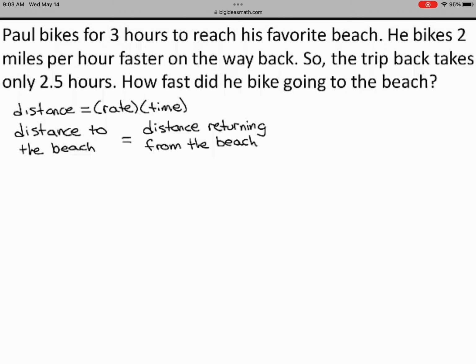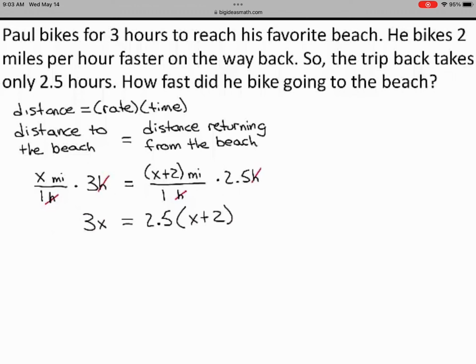Using the distance formula for the distance to the beach, the distance to the beach equals x miles per hour times 3 hours. Using the distance formula for the distance returning from the beach, the distance returning from the beach equals the quantity x plus 2 miles per hour times 2 5/10 hours. Notice that the units for time cancel on each side of the equation. So the equation simplifies to 3x equals 2 5/10 times the quantity x plus 2.